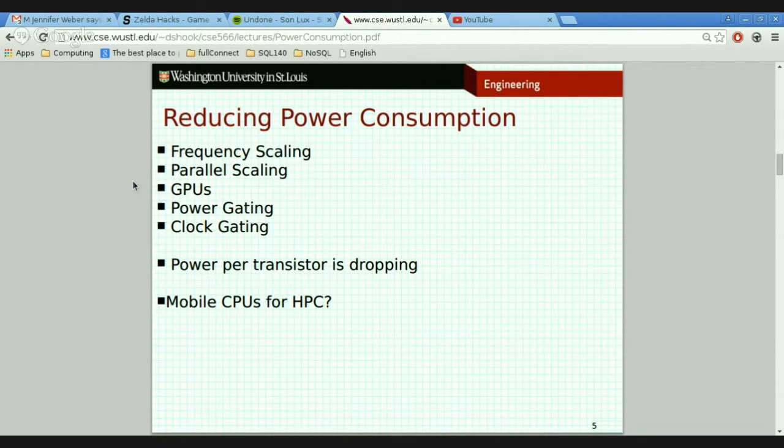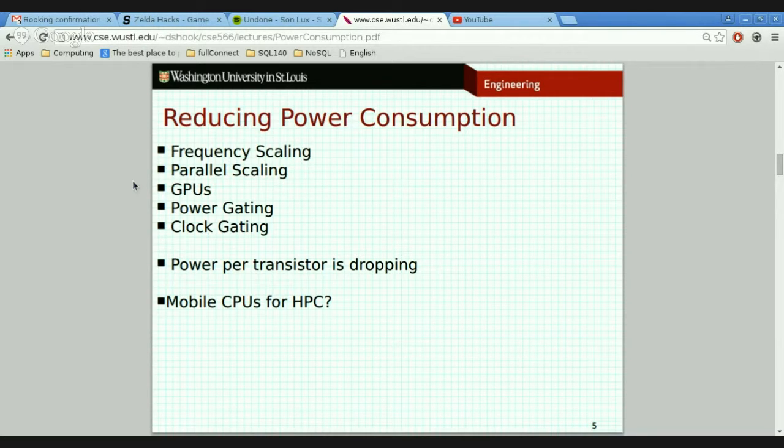GPUs are a very, very popular way of reducing power consumption, especially within high performance computing. In general, GPUs require a lot of power to run. If you've ever built a gaming PC, you probably are aware of this. They require a heavy duty power supply. So in terms of absolute power, GPUs, not the greatest thing.